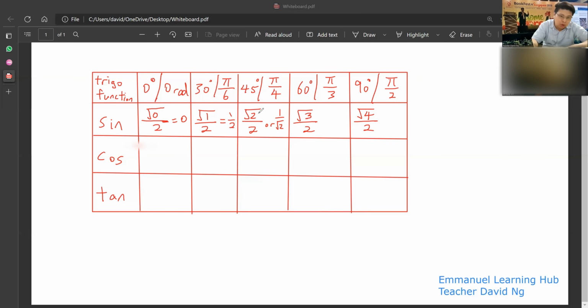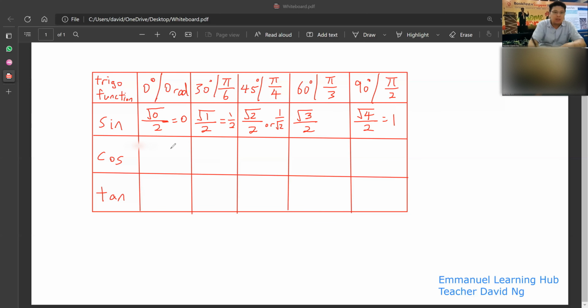Do you understand how I get this? Root 2 over 2 is 1 over root 2. Root 3 over 2, you can't simplify further, it's still root 3 over 2. Root 4 over 2: square root 4 is 2, and 2 divided by 2 is 1. So your surds need to be at your fingertips in order to derive this table. The counting is the easy part, and the rest is deriving using your surds knowledge.